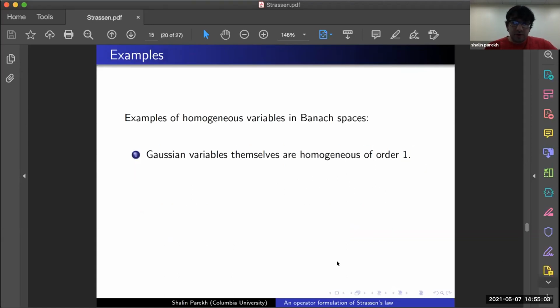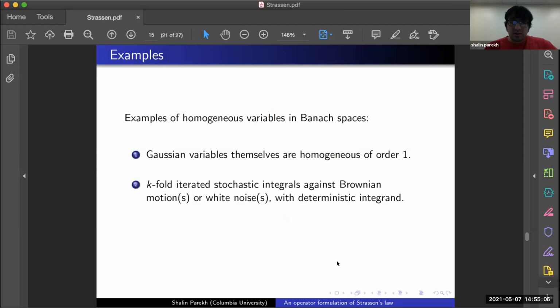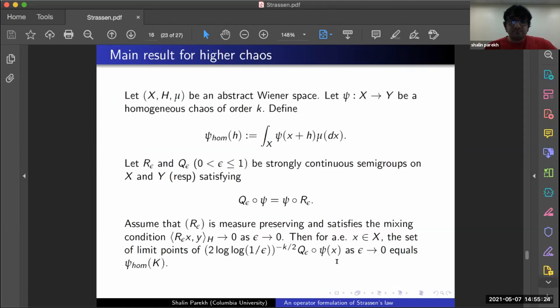So examples would be Gaussian variables themselves. They're homogeneous of order 1. k-fold iterated stochastic integrals against Brownian motions are homogeneous of order k. The square of the GFF, that's something that appears in Dynkin's isomorphism theorem, is homogeneous of order 2. So the main result for higher chaos is that if you define psi hom to be this, and you let R epsilon and Q epsilon be strongly continuous semigroups on X and Y, satisfying some commutation relation, then you can actually prove a version of Strassen's law for the higher chaos.